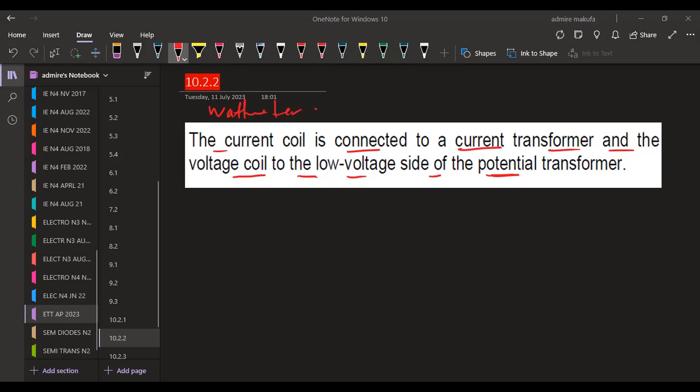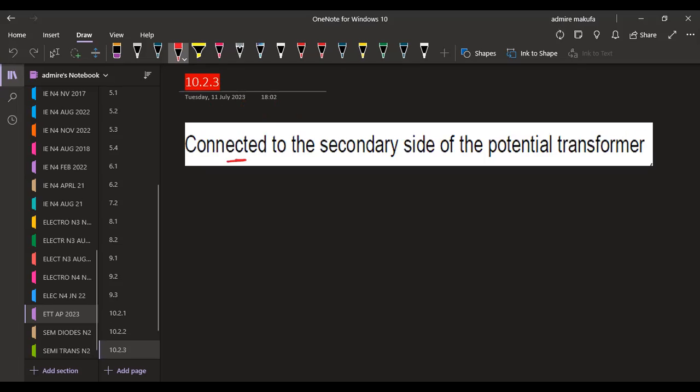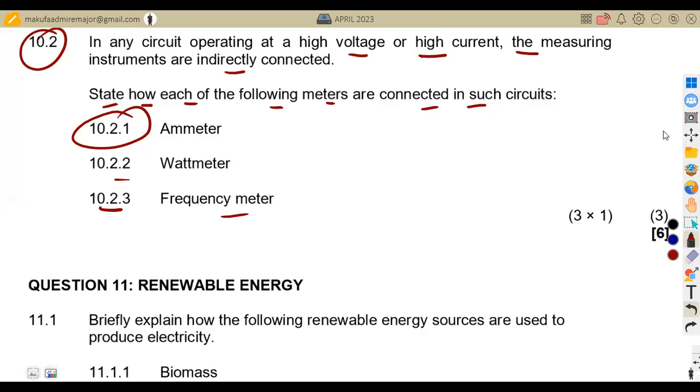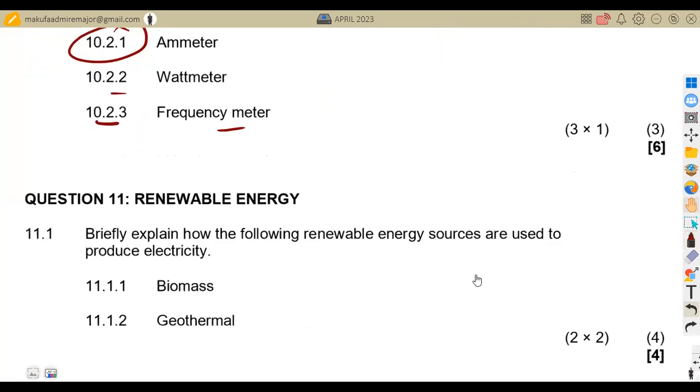Then the last one was the frequency meter, and on the frequency meter, this is what we have: it is connected to the secondary side of the potential transformer. So I just mentioned all of them at once. That is the idea of our question. We talked about all of these.